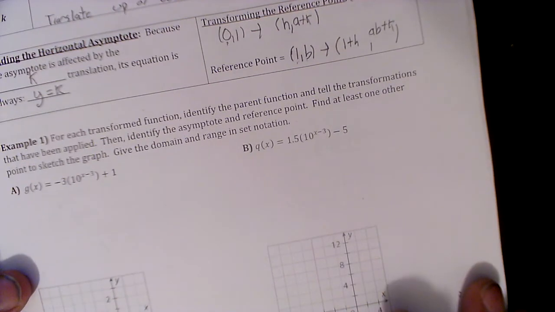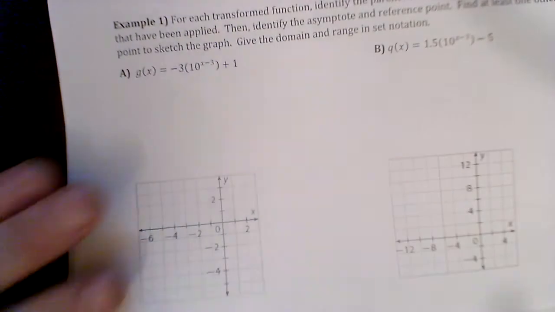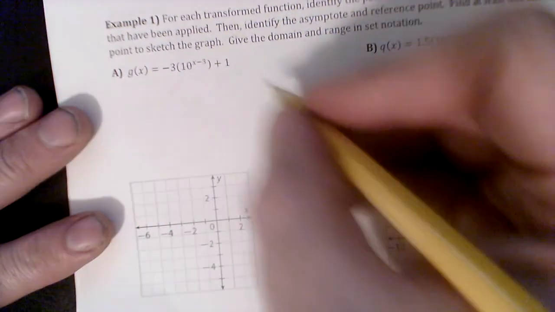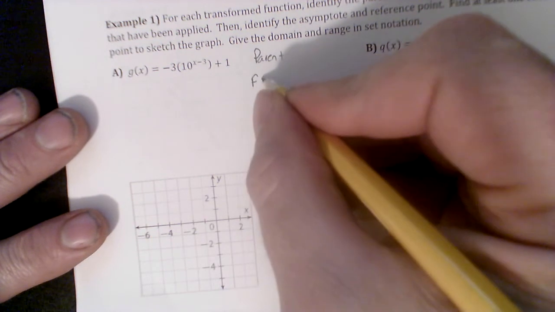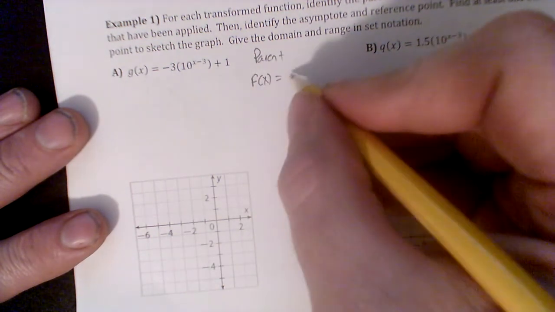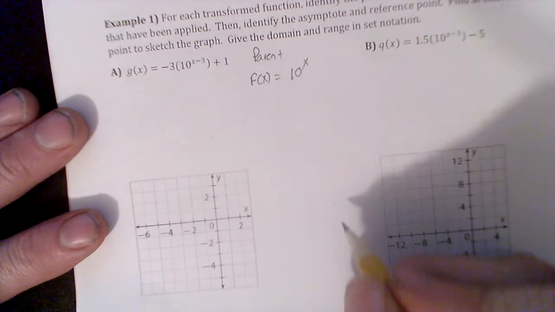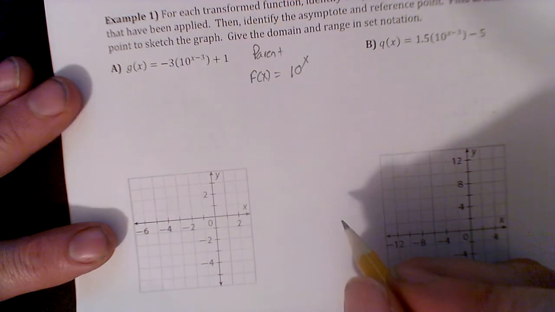So let's go ahead and do one of these. Alright, we'll do a couple down here. We'll hit this page. We'll pick up on the next page. Very similar. Alright. So, for each transformation, identify the parent function and tell what transformations have been affected. Alright, so, my parent function has a base of 10. So I'm going to write parent. Let's go ahead and use f of x. F of x equals my base of 10 to the x power. There's my parent function.